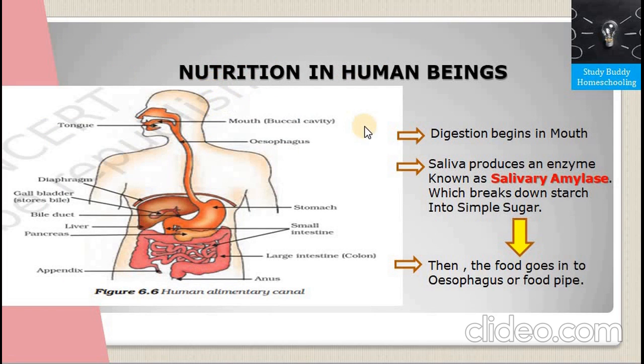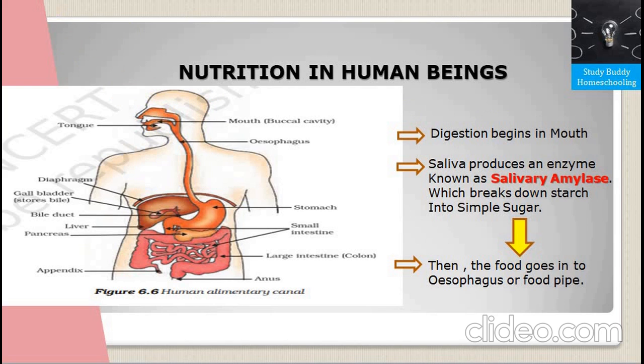Now let's see the nutrition in human beings. We know that we follow Holozoic nutrition where we completely swallow the food. We have a digestive system in place. This is also known as alimentary canal, which does the function of breaking down the food, assimilation, absorption, as well as sending the waste out. So let's see the process of digestion right now. Digestion begins in the mouth.